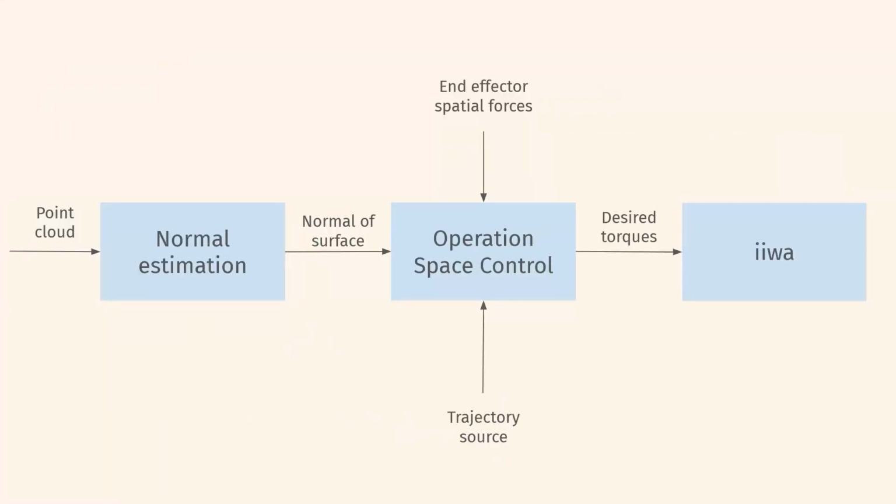At the heart of our system, we have an operational space controller, which takes in a point cloud of the surface we're trying to draw on and also estimates the normals of that surface. The controller takes those surface normals and rotates the end effector such that it's in line with them, as well as rotating our operational space control parameters: our mass, our damping, and our spring constants. The output of this is the torque vector that goes to the iiwa.